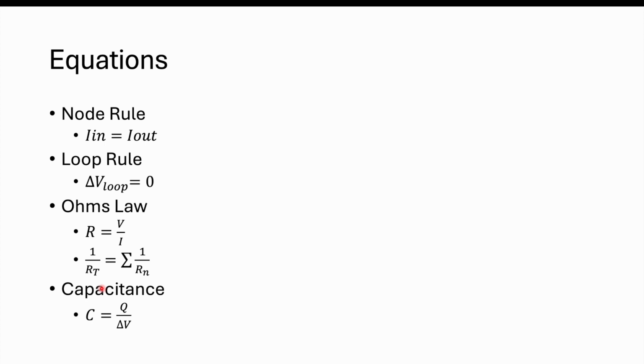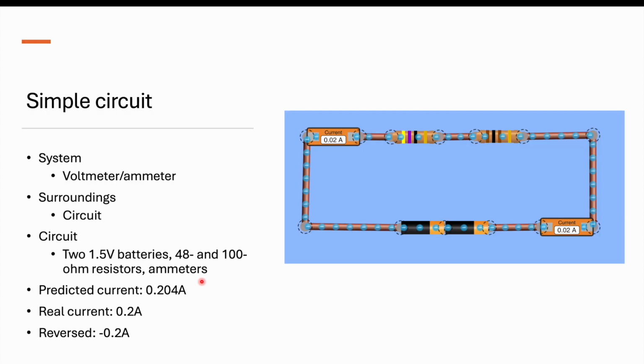The capacitance is the charge on the capacitor divided by the change in voltage between the two plates. So in a simple circuit, we'll see that the system is the voltmeters and ammeters, depending on what we're measuring, and this will be recurring throughout the entire experiment. The surroundings is the circuit. This is what applies, let's say, energy and charge to our system of ammeters and voltmeters.